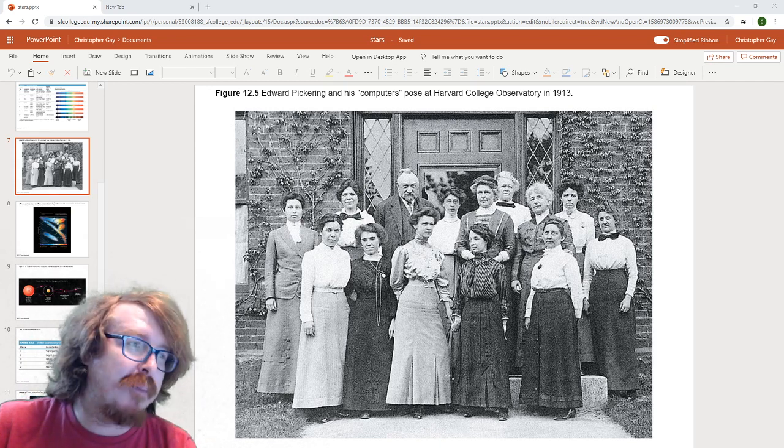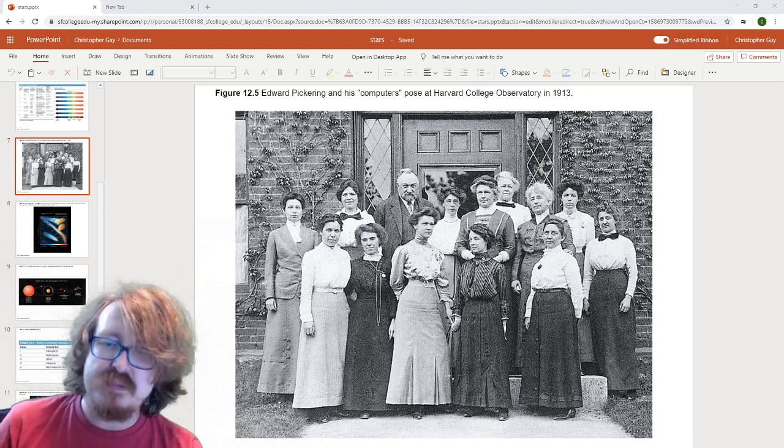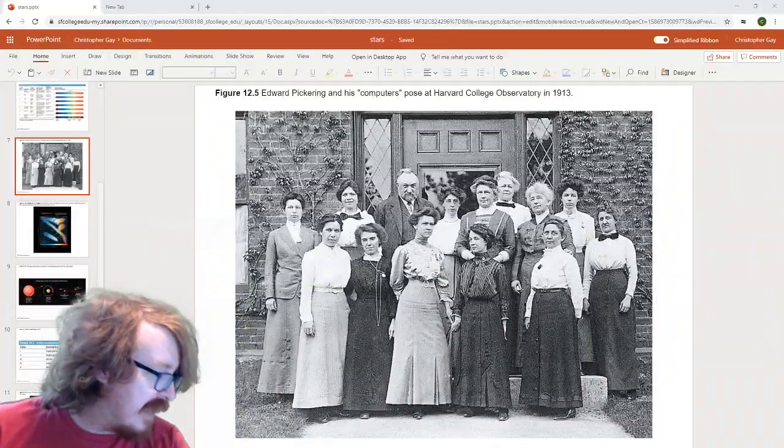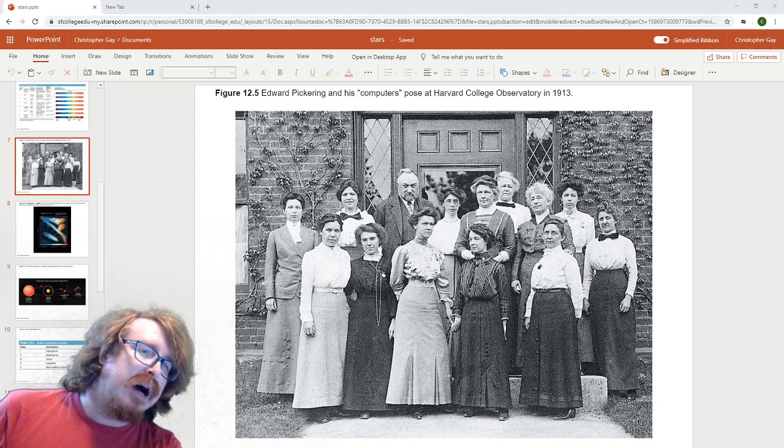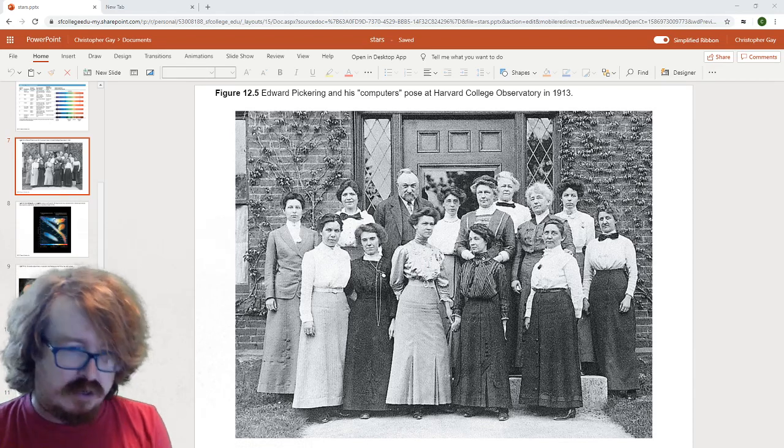Anyway, so let's talk about these spectral types. Annie Jump Cannon's spectral types. How many are there? Turns out you can divide stars into just 7 categories.